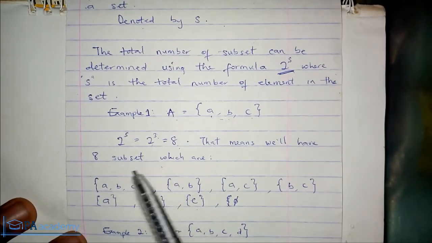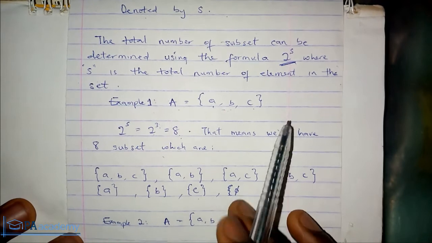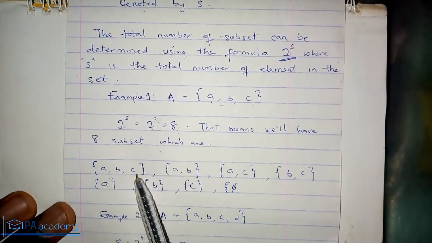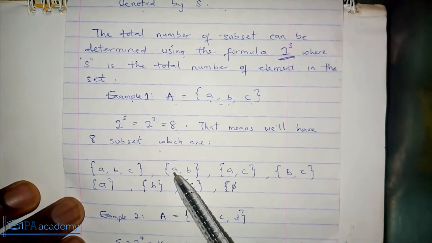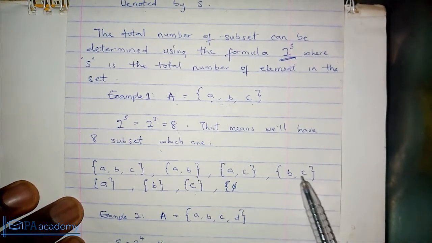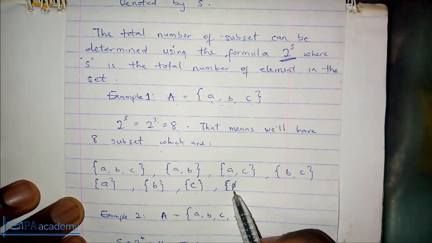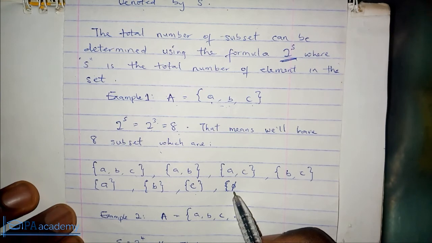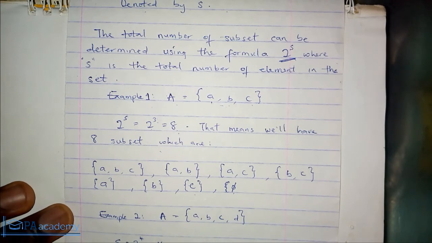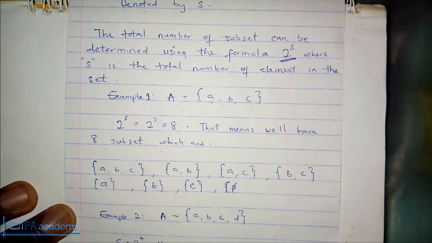So that means we'll have 8 sets, and these are the 8 sets: A, B, C, which is the main set itself. We can also have A, B; A, C; B, C; and A; B; C. Each of the elements also can represent a set. And then we also have an empty set. Don't forget, we can also have an empty set from the set itself. So that is what we mean by power set. When you are asked to look for the power set of a particular set, just say 2 raised to power the total number of elements that you have in that set, and that will give you how many subsets you can derive from the set.